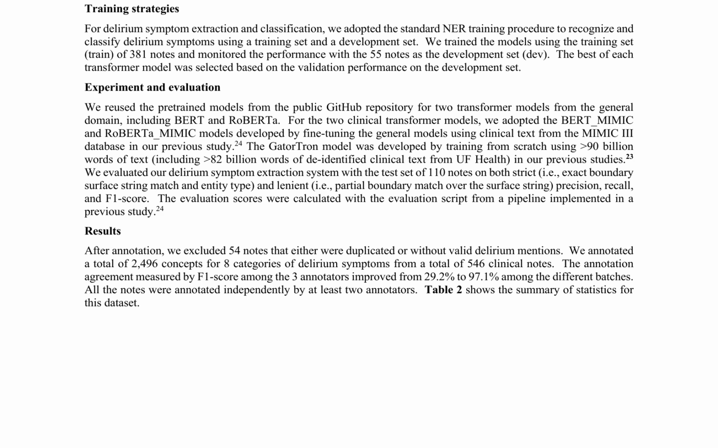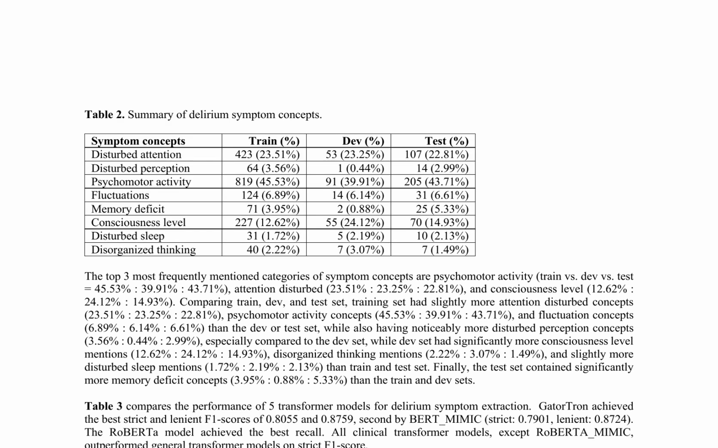The best model for each transformer was selected based on validation performance on the development set. The delirium symptom extraction system was evaluated on both strict and lenient precision, recall, and F1 score, providing a comprehensive assessment of its performance. Delirium symptom concepts are analyzed, and the performance of 5 transformer models for delirium symptom extraction is evaluated. The distribution of delirium symptom concepts across the training, development, and test sets is presented in Table 2.